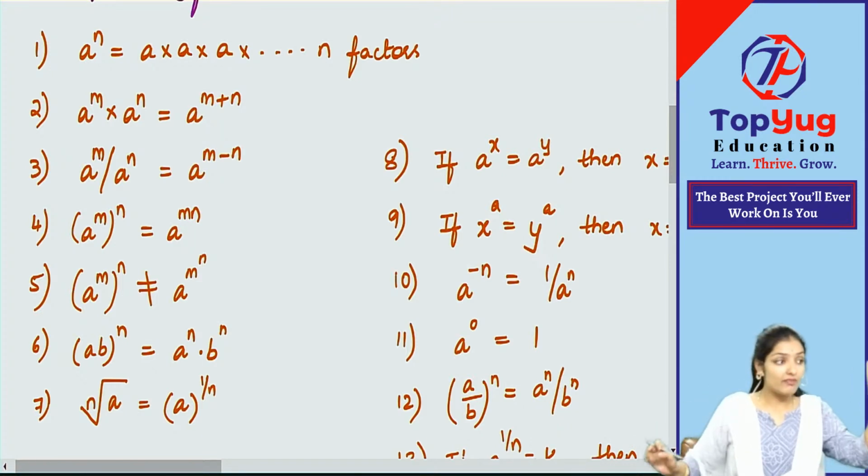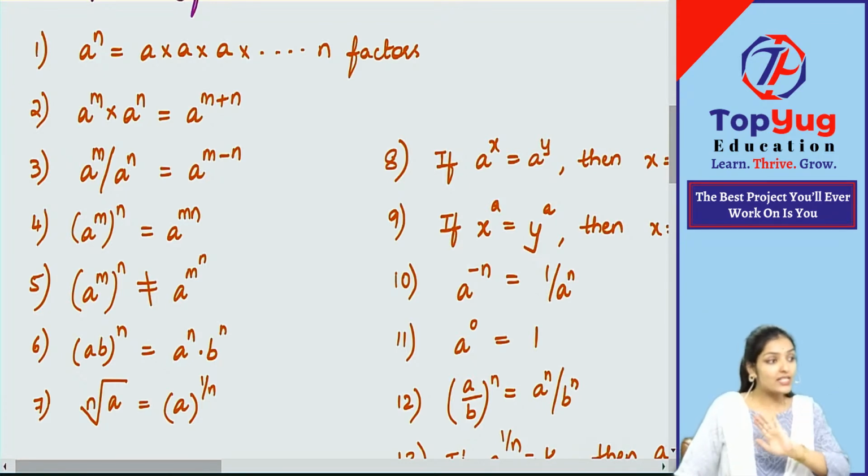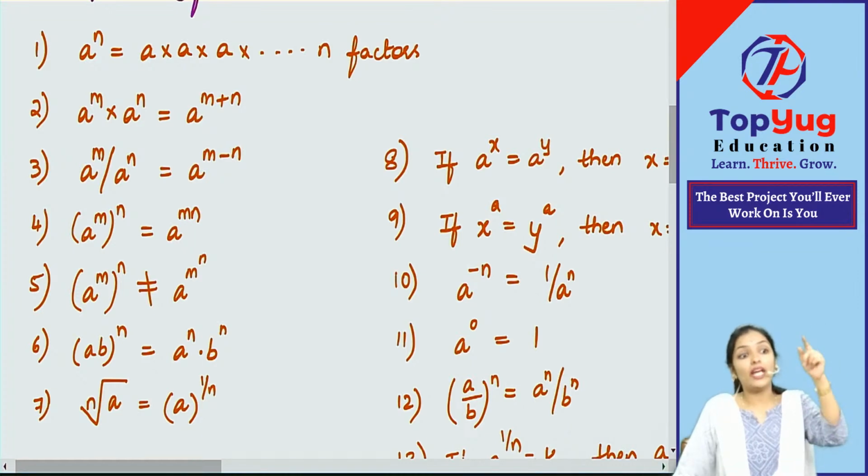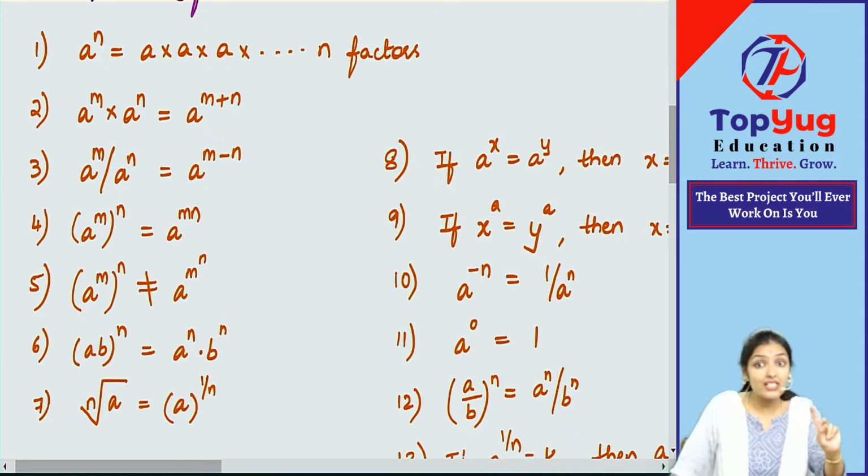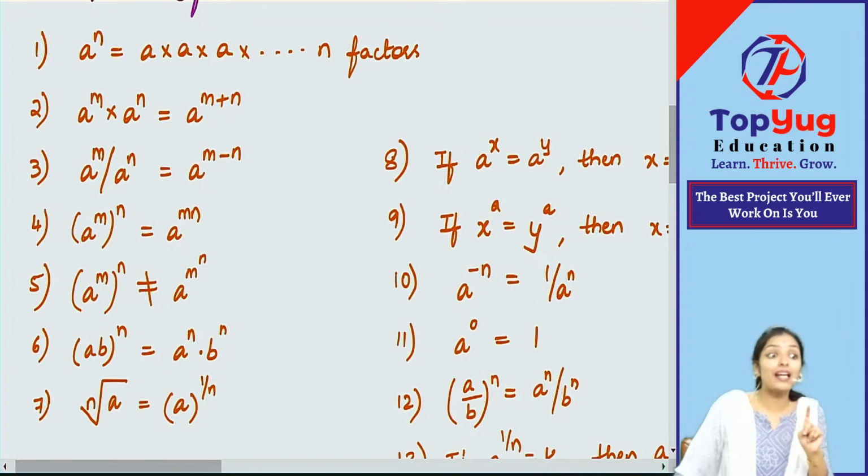And one point which I have written over there, the fifth one, a to the power m to the whole power n is not equal to a to the power m to the power n. There is a difference between fourth and fifth, and the difference is there of brackets. I said you na, we have done yesterday one problem, you remember, and I told very clearly brackets play a very important role in mathematics.